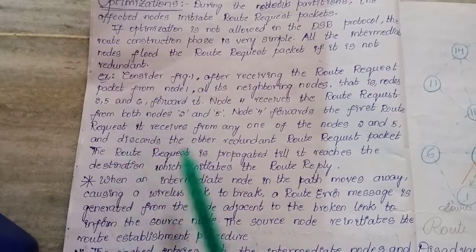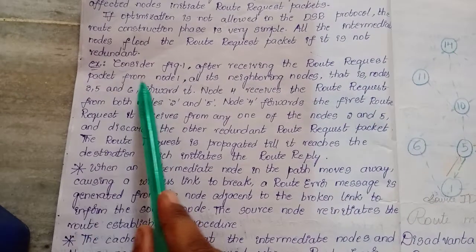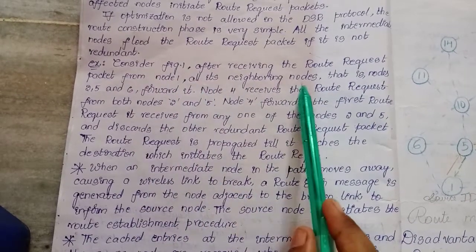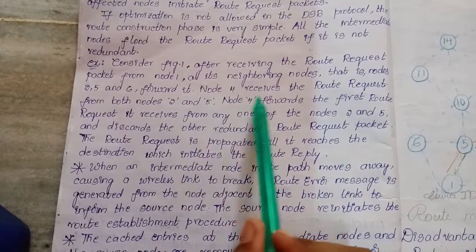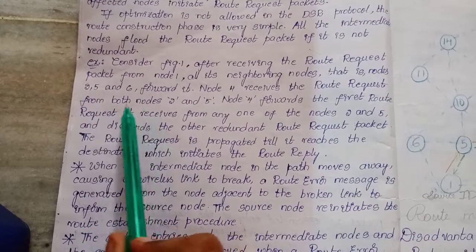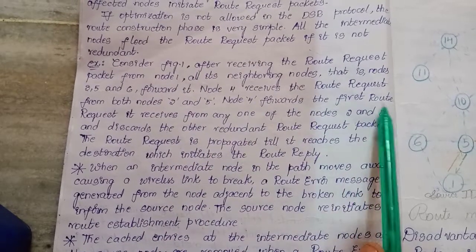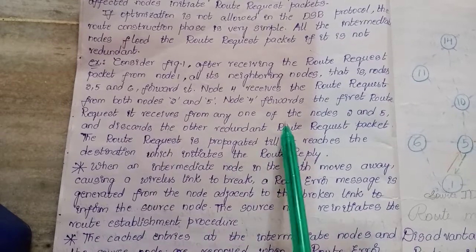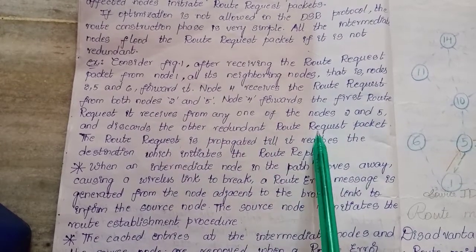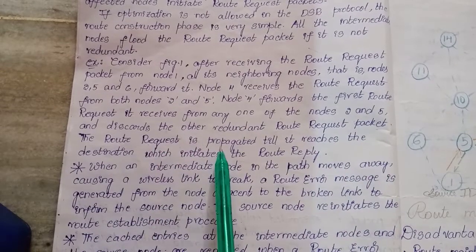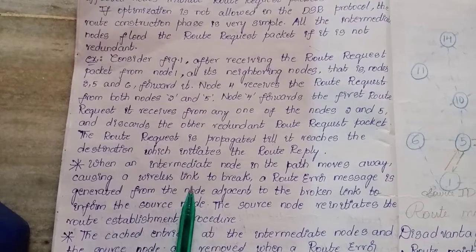Consider figure 1, the previous figure. After receiving the route request packet from node 1, all its neighboring nodes, that is nodes 2, 5, 6, forward it. Node 4 receives the route request packet from both nodes 2 and 5. Node 4 forwards the first route request packet it receives from any one of the nodes 2 and 5 and discards the other redundant route request packet. The route request is propagated till it reaches the destination, which initiates the route reply.